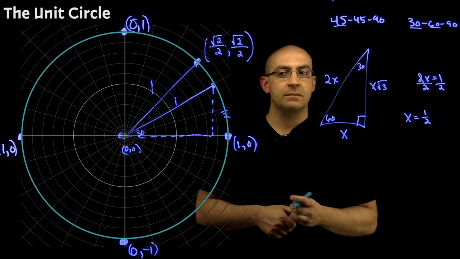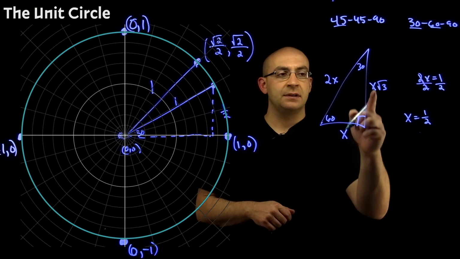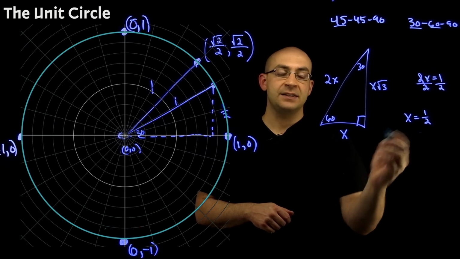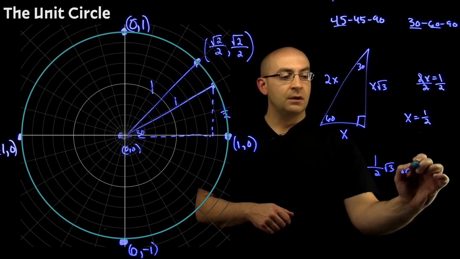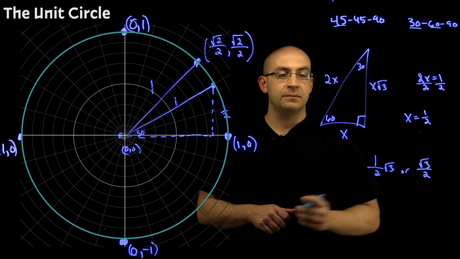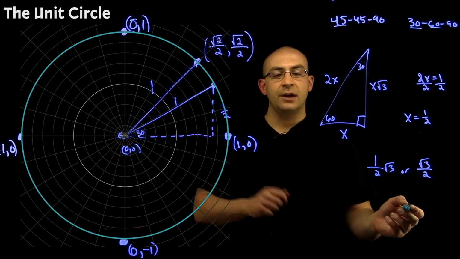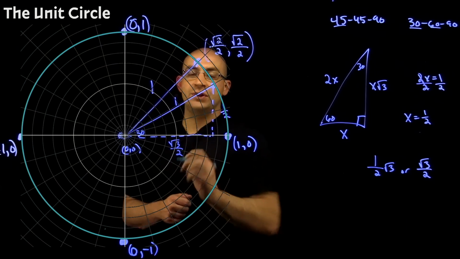Okay. Let's try to find the long side now. Remember that x is 1/2. Then I'm just going to substitute this 1/2 into this x and solve. So this is 1/2 of root 3, or root 3 over 2. I don't have to do any other simplifying there, because there's no radical in the denominator, which means the horizontal distance here is root 3 over 2.